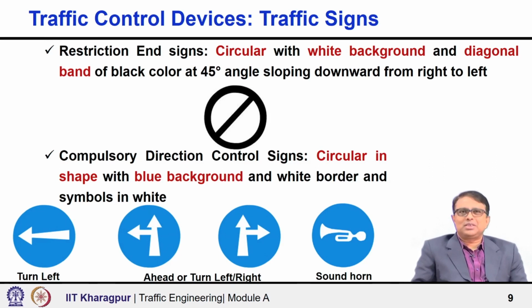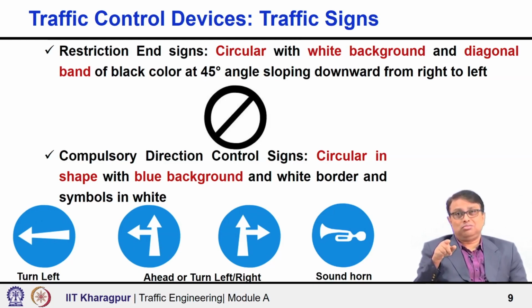So, the first one, if there is a blue background, circular shape, white border and then a white arrow pointing towards left, that means all the vehicles which are approaching, if you see that sign, you should move to the left side, not to any other side. Second one, maybe you are allowed to go either straight or left. Third one, you have to go either straight or right.